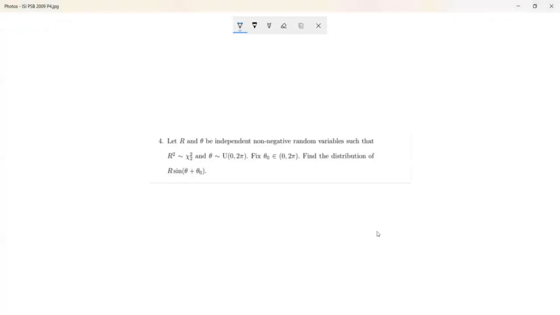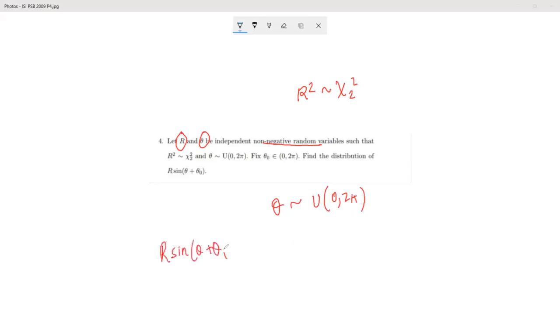This is the problem. If r and theta are independent non-negative random variables such that r square follows chi-square 2 and theta follows uniform 0, 2 pi, then we have to find the distribution of something like r sine of theta plus theta naught. Sorry, theta follows uniform 0, 2 pi, and theta naught is a fixed number from 0 to 2 pi.